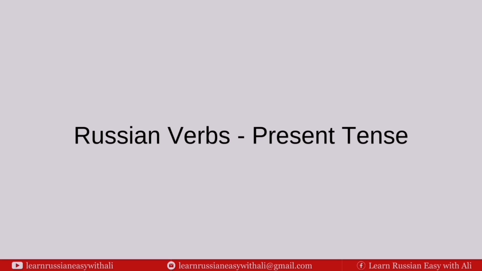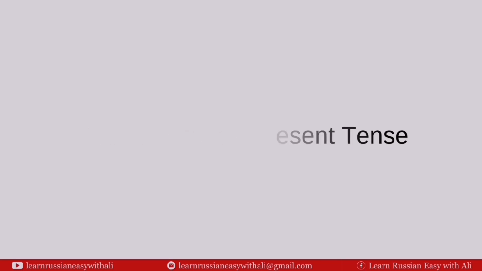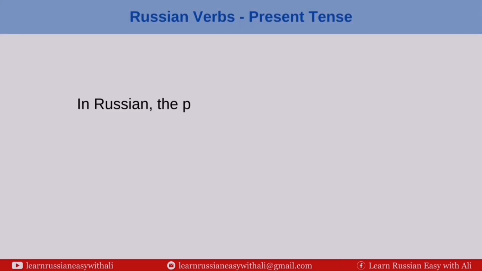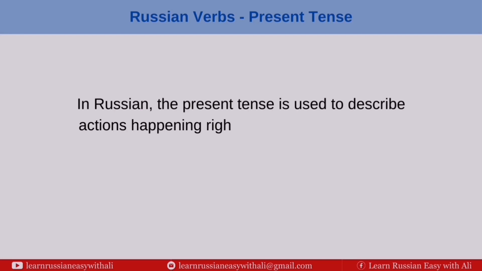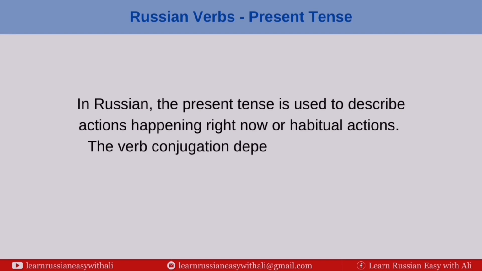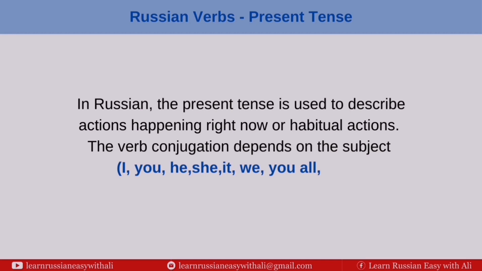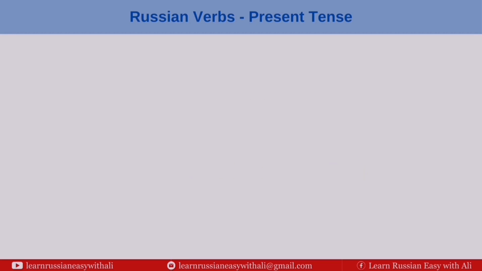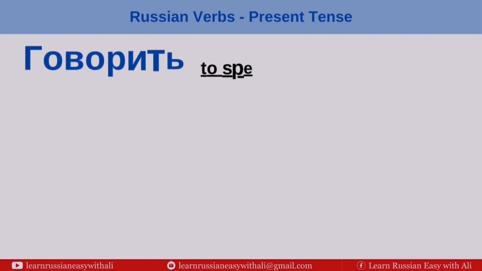Russian verbs, present tense. In Russian, the present tense is used to describe actions happening right now or habitual actions. The verb conjugation depends on the subject: I, you, he, she, it, we, you all, they. For example, let's take the verb говорить, which means "to speak."